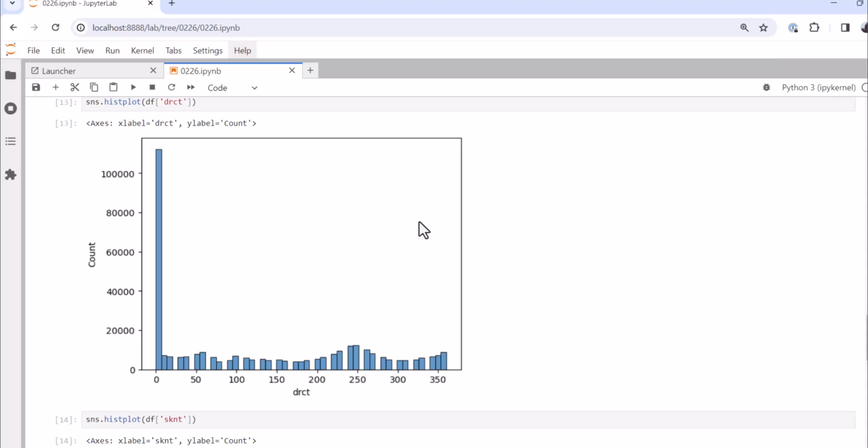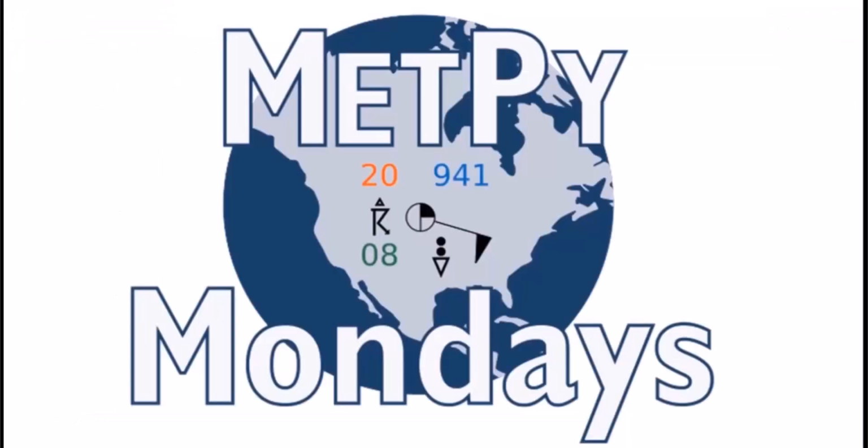Last week we left off after finding that our data has a lot of zero wind directions. We'll find out how to fix it in this week's MetPy Monday.